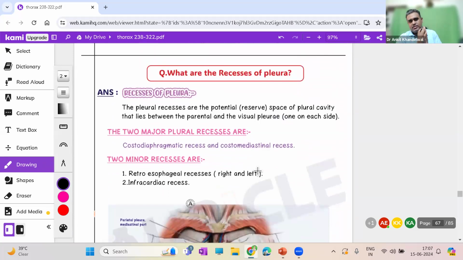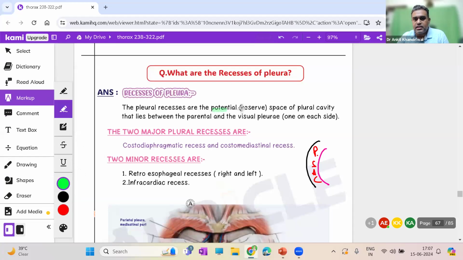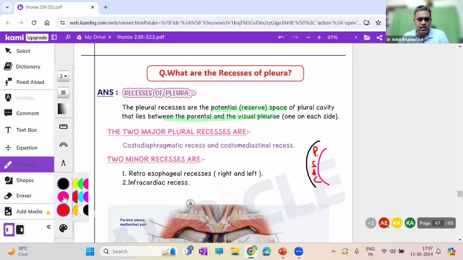Now, recesses. Recesses are what? Extra spaces. What we discussed till now is that outside we have the parietal pleura, inside we have the visceral pleura, and between them we have the pleural sac. Sometimes the pleural sac enlarges. That time we call it pleural recesses. Now understand it. The pleural recesses are the potential reserve space that lies between the parietal and visceral pleura. This is not visual, it is visceral. Sometimes spelling mistakes become funnier. It is potential. Why potential?